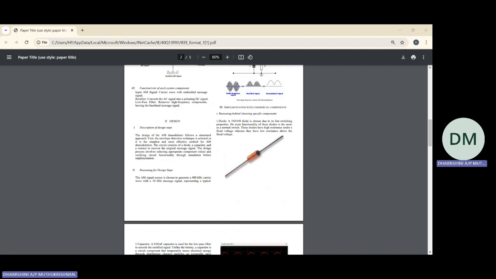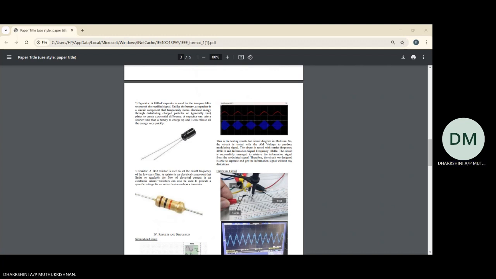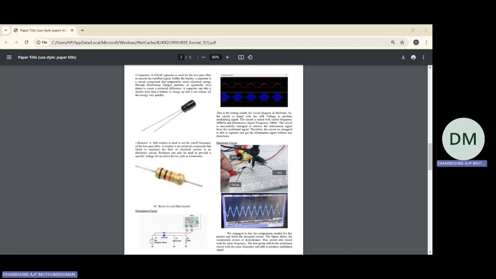So number two is the capacitor. The capacitor is used in the low pass filter to smooth the rectified signal. Unlike a battery, a capacitor is a circuit component that temporarily stores electrical energy by distributing charged particles on plates to create a potential difference. A capacitor can take a shorter time than a battery to charge up. It can release all the energy very quickly.